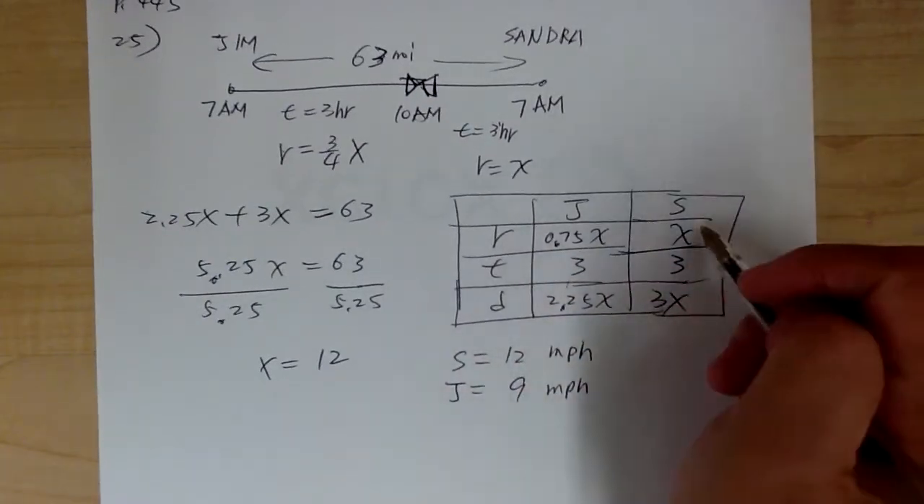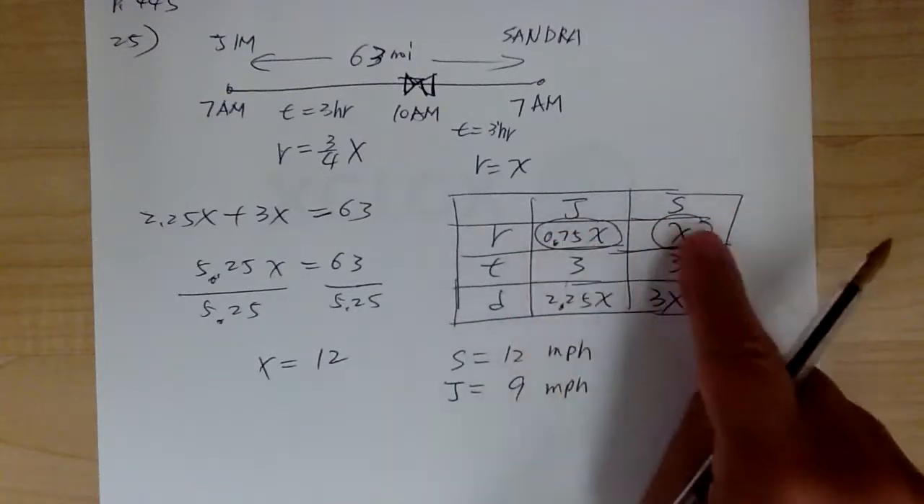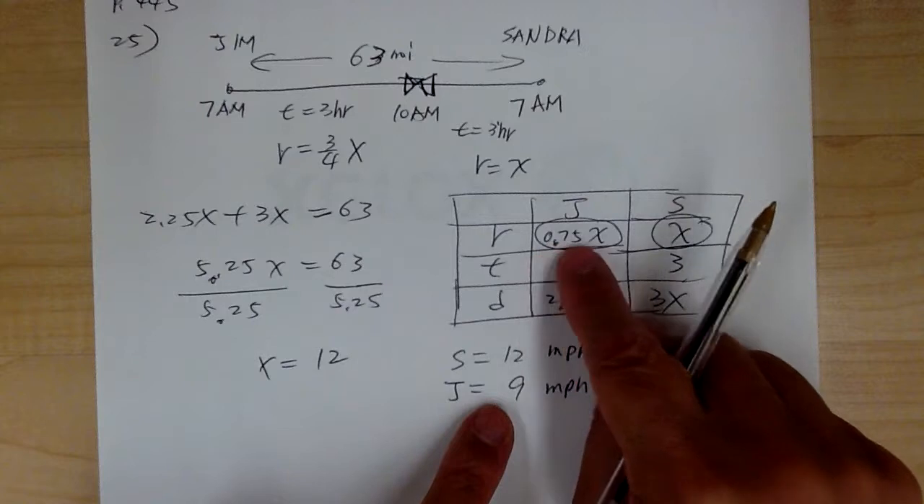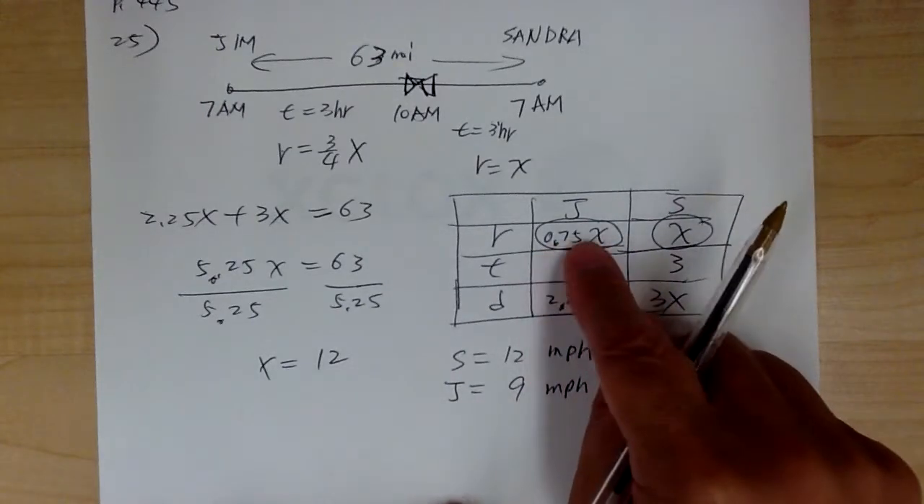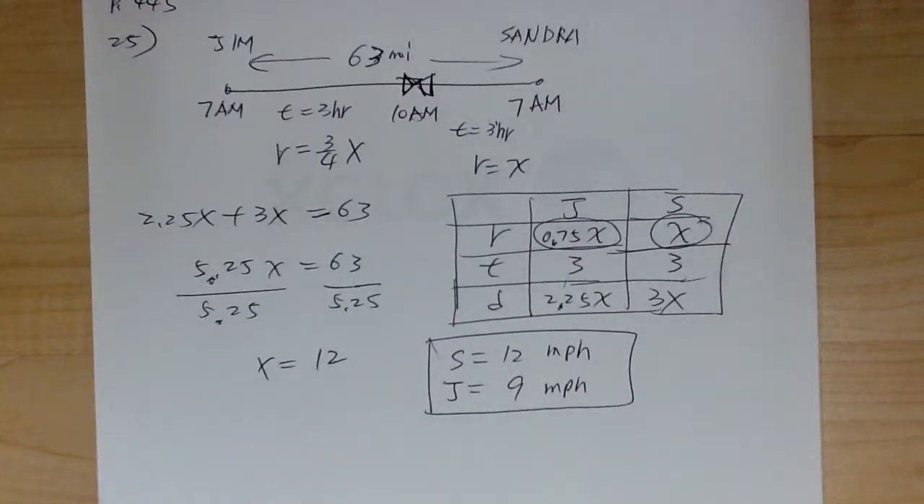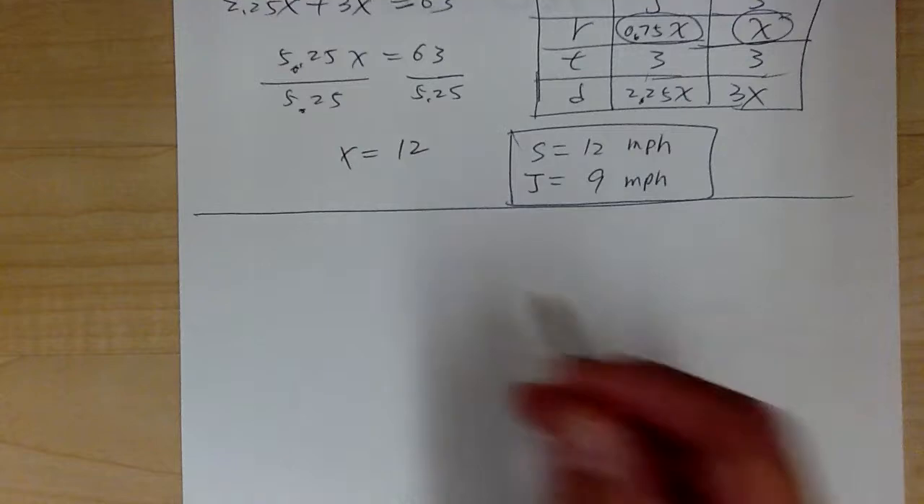Okay, again, they're looking for these and these. Okay, they're looking for the speed of each person. So for Sandra, it's x, so that's 12. For Jim, it's 0.75x, so you use 0.75 times 12 and give you 9. And so that would be the answer for number 25. Okay, let's go to number 26.